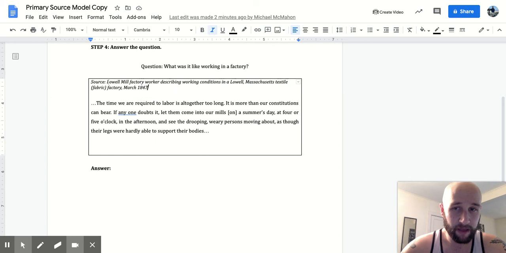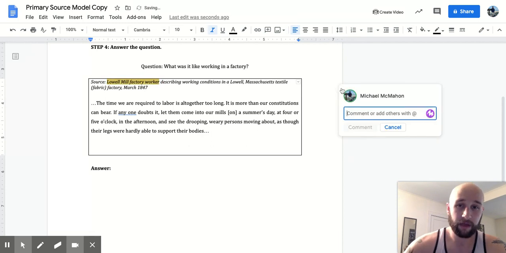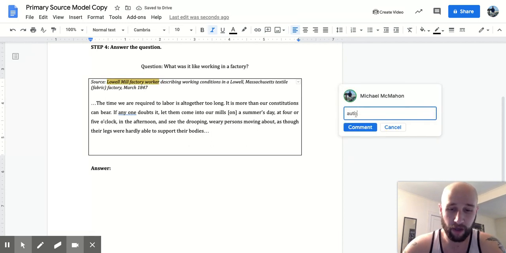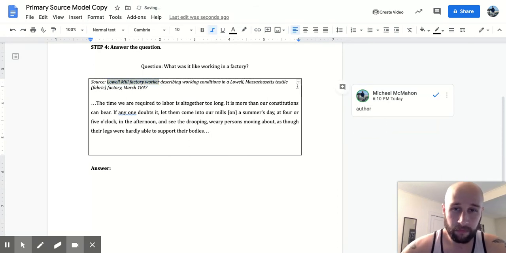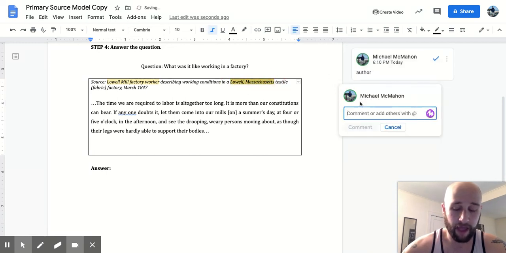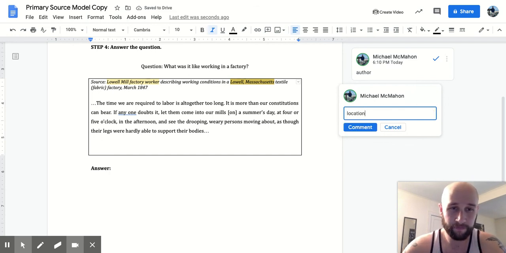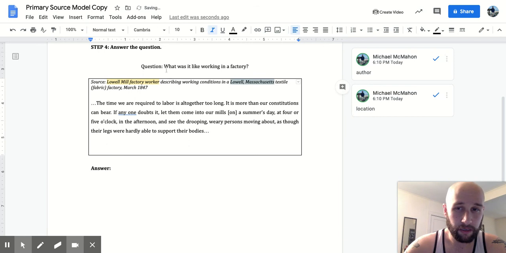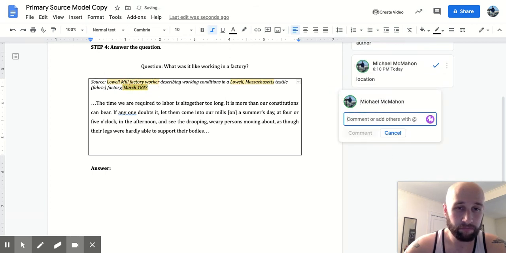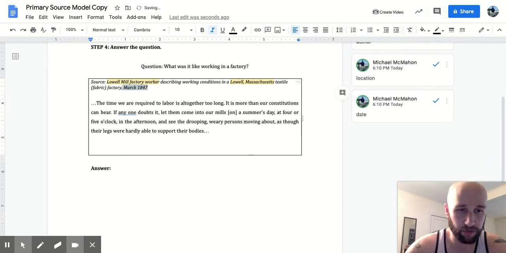So when I read through that, I figured out the author. It says Lowell Mill factory worker. So I know who wrote this. It is a Lowell Mill factory worker. So I'm going to write author in my notes. Then we said we want to know the location. So we see capitalized the city of Lowell, Massachusetts. So I'm going to comment and say that that is the location and save it as a comment. Last, they said what date or when was it written. So at the end it says March 1847. So I'm going to write date and put it as a comment. This is how we're going to take notes on the source.